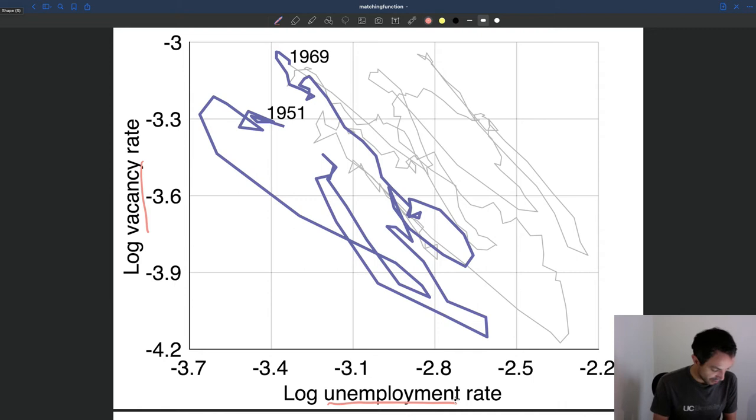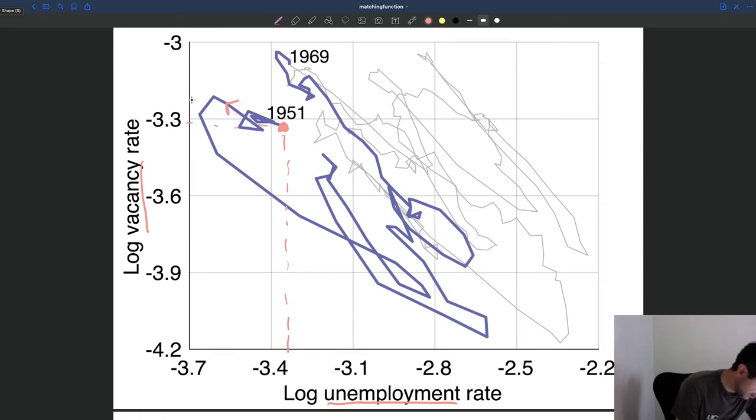So what do we see when we plot log unemployment rate against log vacancy rate? How do you read this graph? Here you can start, so this is 1951. This means that in 1951, and in fact in the first quarter, the log unemployment rate was at this level, and the log vacancy rate was at this level. So it's just a scatter plot of unemployment against vacancies. And then as time goes by, this purple line is showing you how the unemployment rate and the vacancy rate are moving. So as we move along this line.